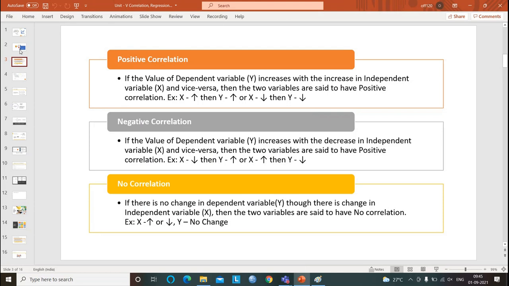See, there is an equation like x greater than y. That means x is saying that I am greater than y. That means there is some relation between x and y. What is that relation? It is the greater than relation. x equals y means x and y are both the same. So what type of relation is there between two variables, that we are going to find out with the concept of correlation. Here correlation can be of three types: positive correlation, negative correlation, and the third one is no correlation.